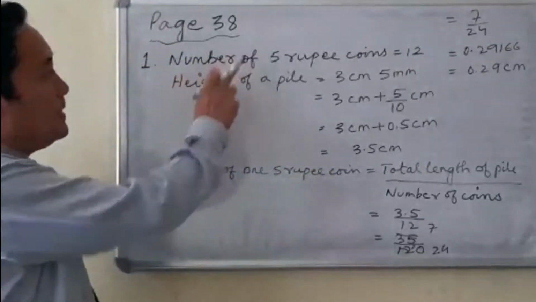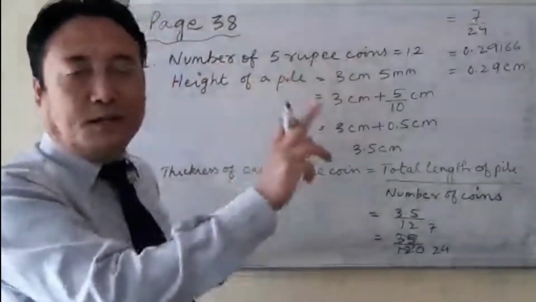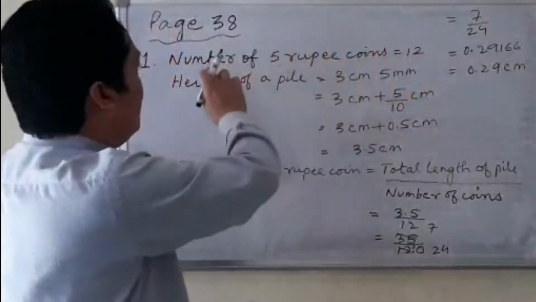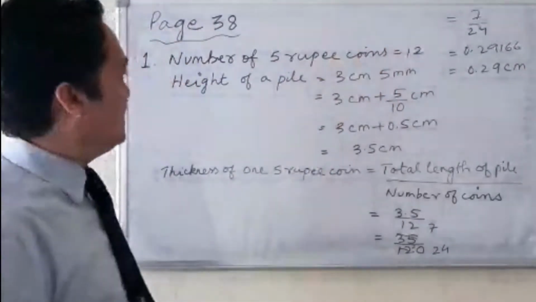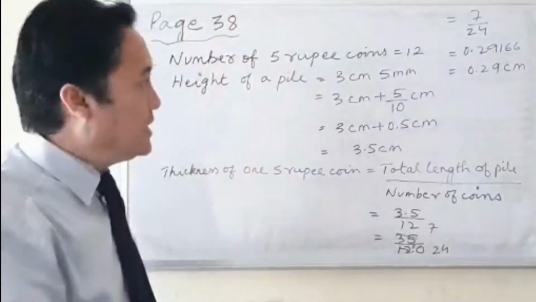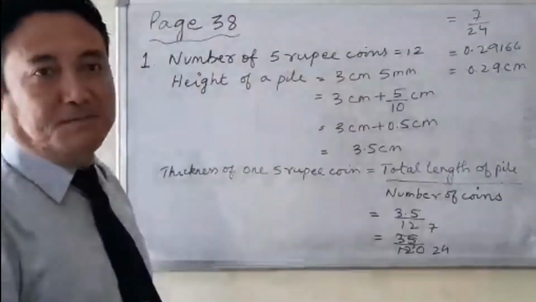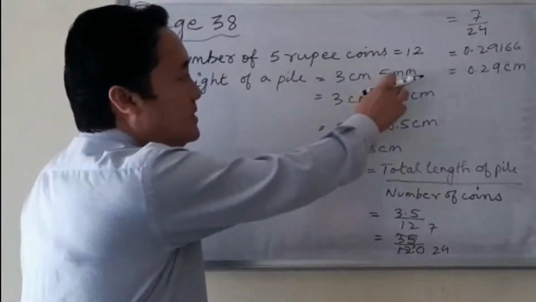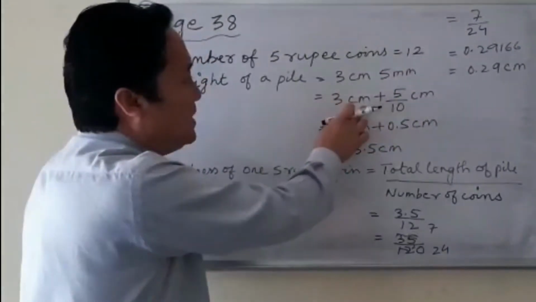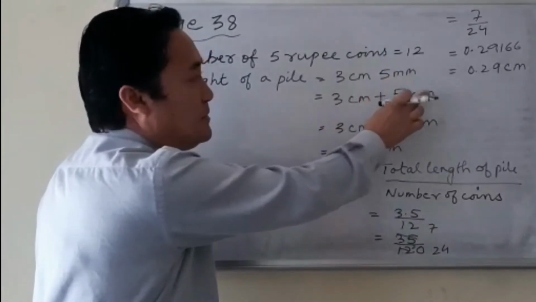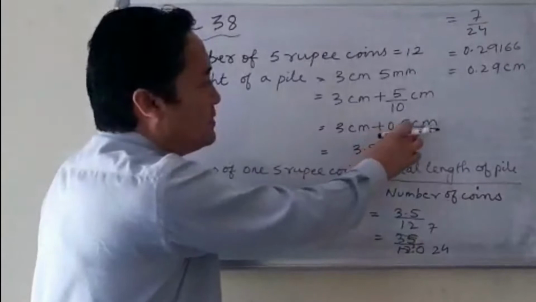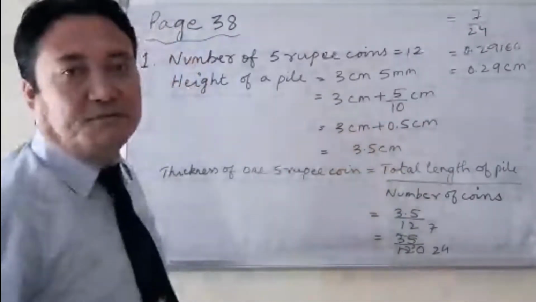For that, the number of 5-rupee coins, that is 1,500 rupee coins, makes 12. Instead of writing 1,500 rupee coins, you can write 12. Number of 5-rupee coins equals 12. Height of the pile: the 5-rupee coins are stacked one after the other and form a long height, and that height is 3 cm and 5 mm. So convert this millimeter into centimeter. To convert millimeter into centimeter, you have to divide by 10. So 3 cm plus 5 upon 10 cm, which becomes 3 cm plus 0.5 cm. When you add it, this becomes 3.5 cm.